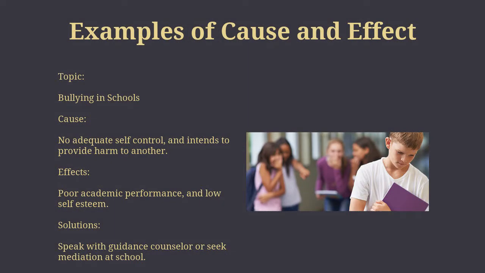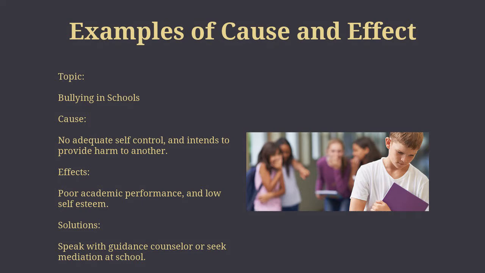Another example is bullying in schools. So we have a topic. Our topic is bullying in schools. Our cause: no adequate self-control. So if you are a bully, you do not have adequate self-control, and you intend to provide harm to another person. That is a root cause. That is why people bully.